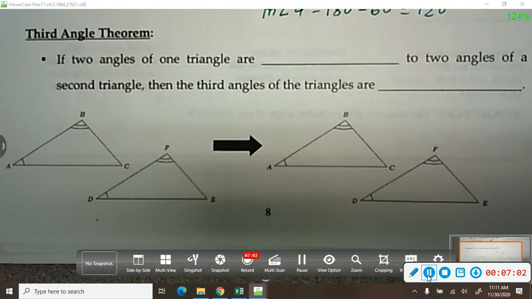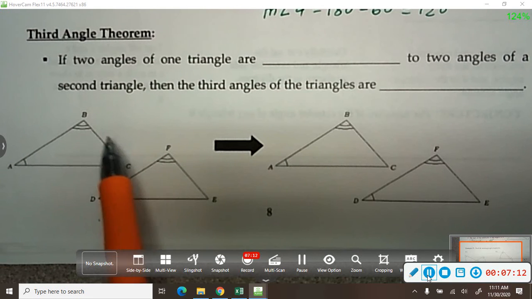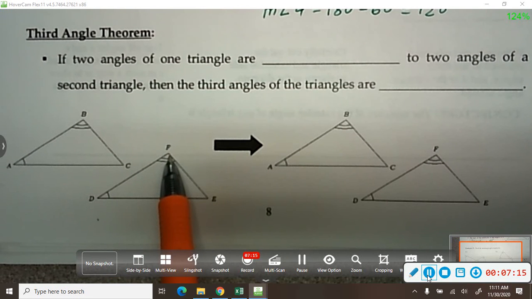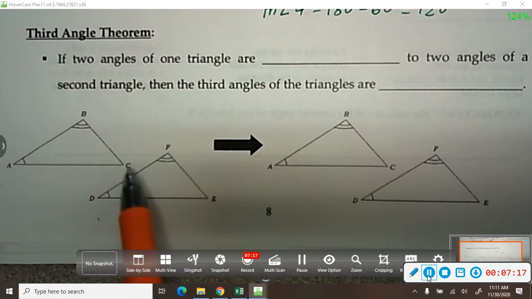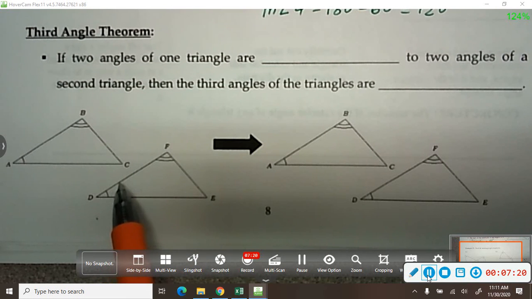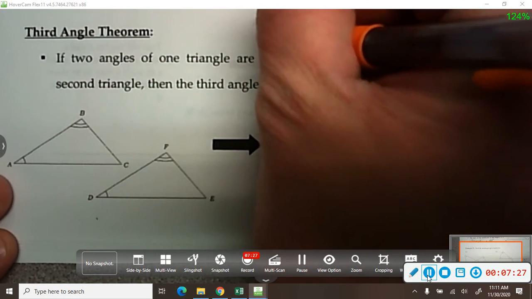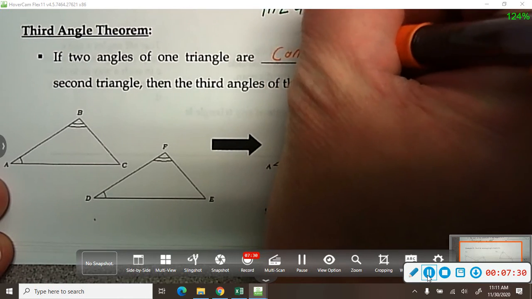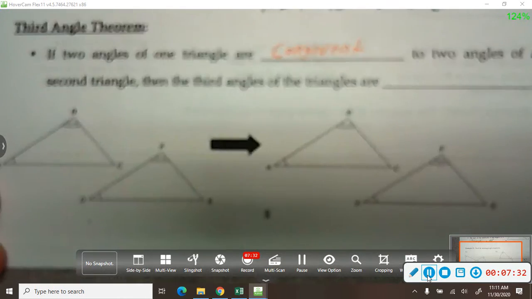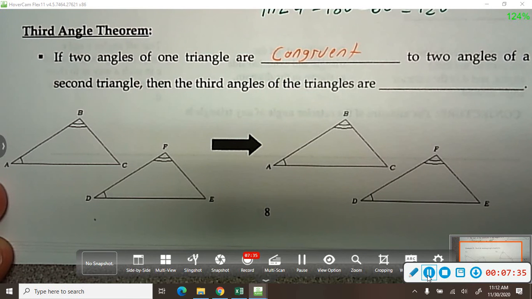Alright, now finally, the third angle theorem. All that pretty much says is that if this angle is equal to this angle, and this angle is equal to this angle, well then that means that the third angle must also be congruent. So if two angles of one triangle are congruent to two angles of a second triangle, then that third angle you don't know must also be congruent.